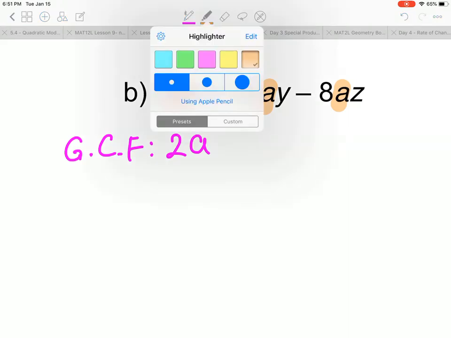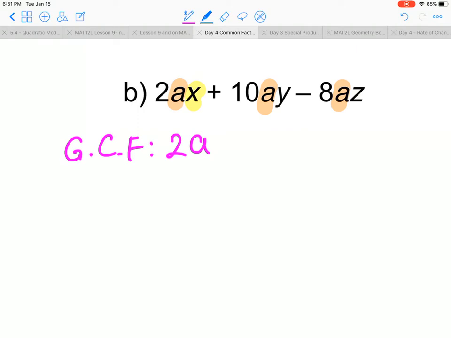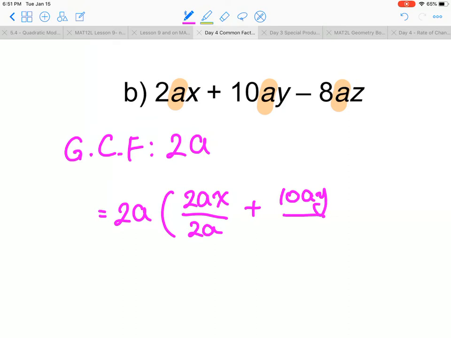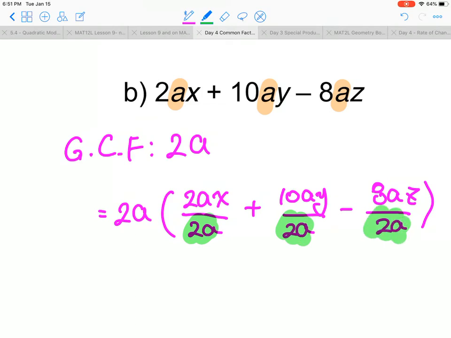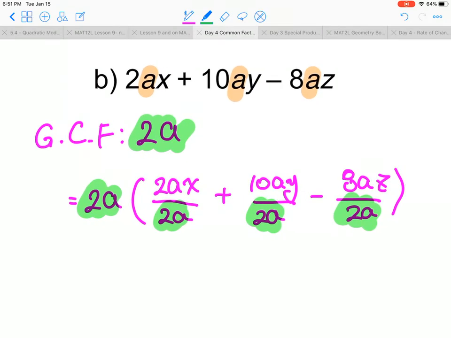Now the next one is the x. Now I don't think we have any more x's after this, so it's not a common factor. Y as well, z as well. They are not appearing on all three terms, so it's not a GCF. So all you have to do is this. So 2a, so equals obviously, then 2ax, the first term, divided by 2a, plus 10ay divided by 2a, minus 8az divided by 2a. So hopefully you notice that we're dividing everything by 2a, which happens to be what's in the front, which happens to be our greatest common factor, okay?